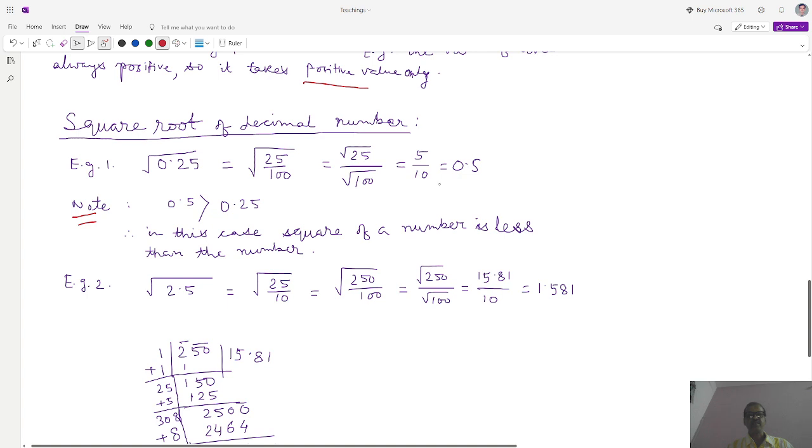That is, the square of the number here, 0.25, is less than the number.